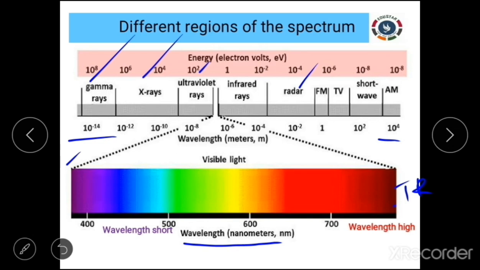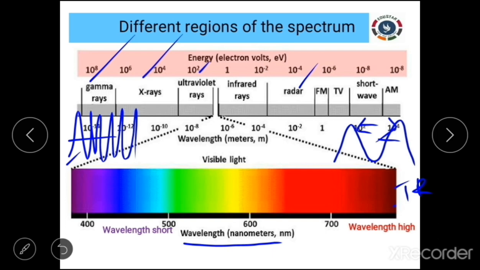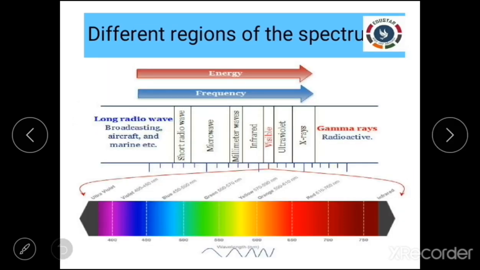See the wavelength in the infrared region, radar region, the wavelength is very high. That means it will be like this. The distance between the two crests is called the wavelength. On the other hand, in the gamma radiation, you can see the waves like this. So the wavelength will be very short in the case of gamma rays. Now look at this. This is illustrating that the energy and the frequency increase while moving towards the gamma rays.